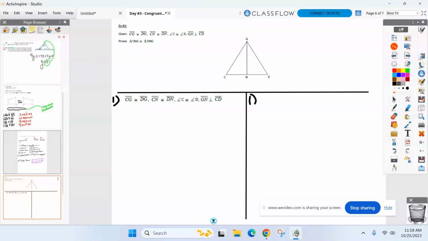Now prove these two triangles congruent. Go ahead. I'll give you a second to mark her up. What do I have? CG and DG. CN, DN.